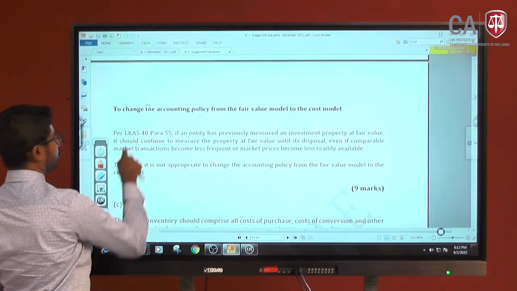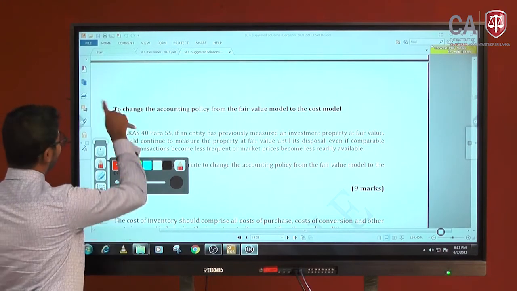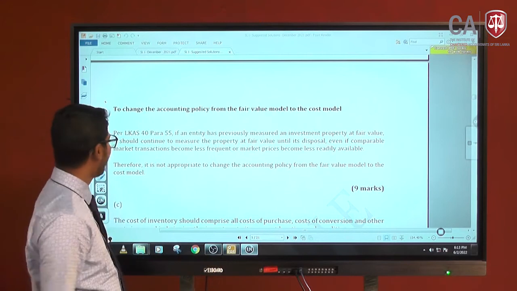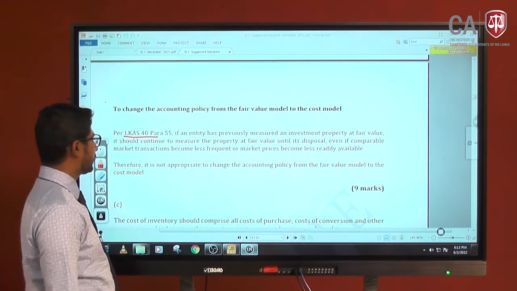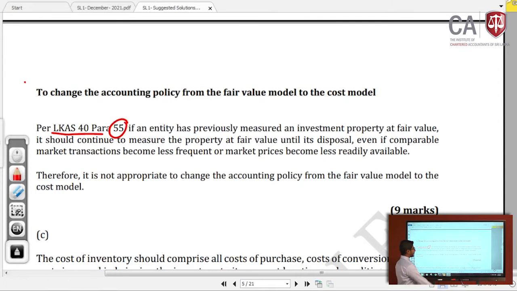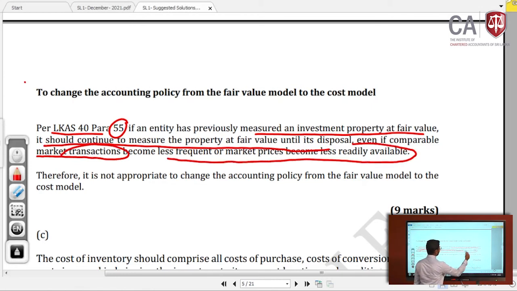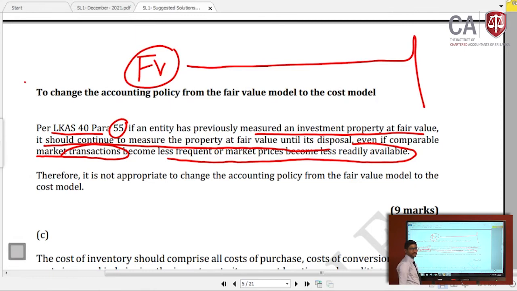To change the accounting policy is the last resort, when valuations are not supporting. As per LKAS 40 paragraph 55, if an entity has previously measured investment property at fair value, it should continue to measure at fair value until its disposal, even if comparable market transactions become less frequent. Let's say you have selected the fair value model, then you have to maintain it until you dispose of the property. Someone can say, as of this date there is no active market. Anyway, you don't have any option. You have to use the fair value.